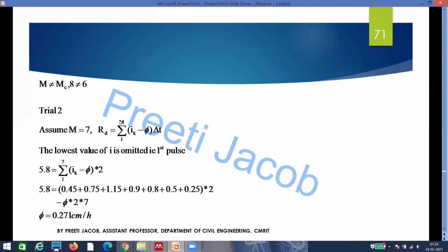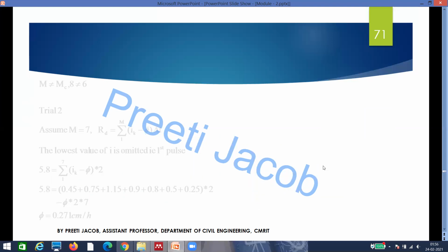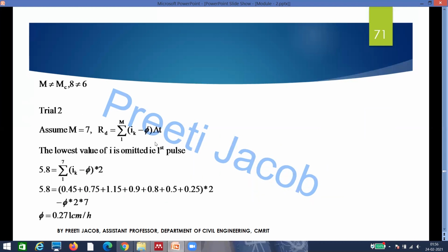The value which we'll be leaving is the lowest value. If you see in the graph, the lowest value is this, so this I won't consider. Remaining all, I'll be considering the rainfall intensity. So I have taken 7, the lowest value, that is the first pulse, is omitted. And then again, I'm calculating. So all the intensities minus the first one, because that was the lowest, into 2 minus 5 into 2 into 7. I'll be getting phi is equal to 0.271 centimeter per hour.